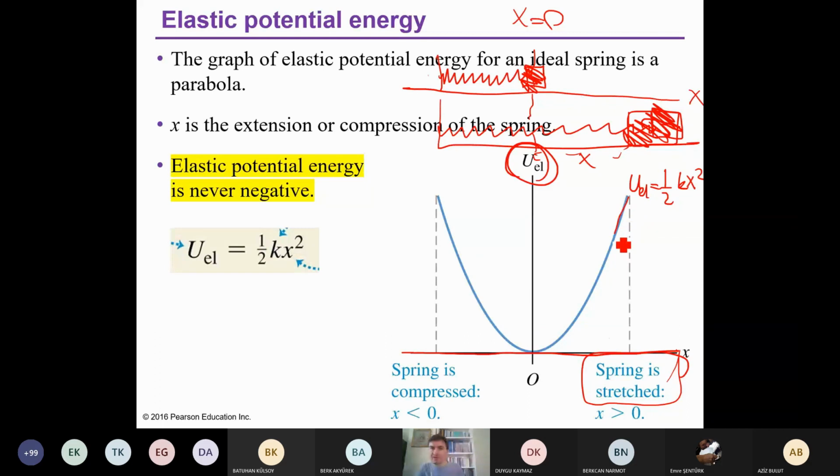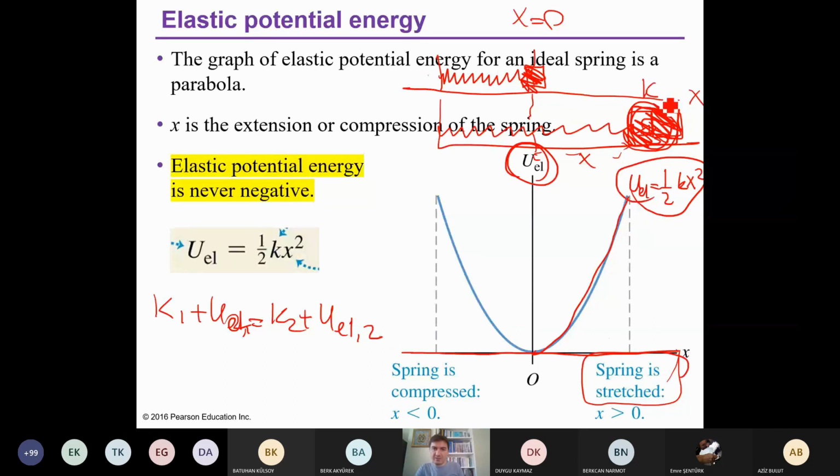So where does this elastic potential energy go? This elastic potential energy goes to kinetic energy. Okay, here you store the maximum elastic potential energy, but the kinetic energy is 0. But during the movement back to the equilibrium condition, you spend the stored elastic potential energy to increase your kinetic energy. And at this position, when x is 0, you have the maximum kinetic energy.